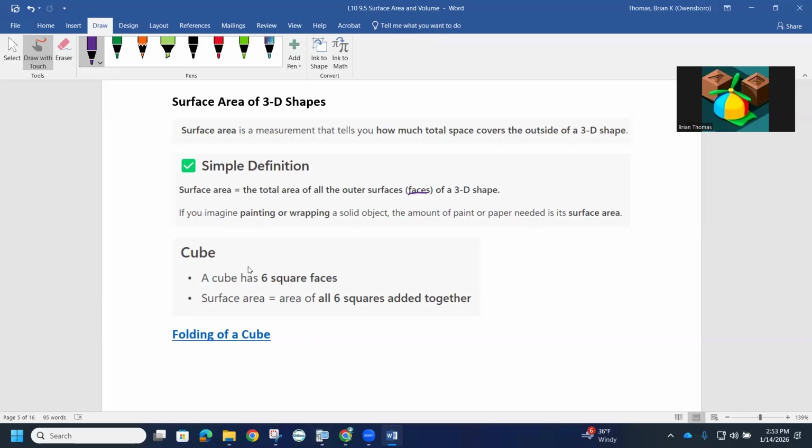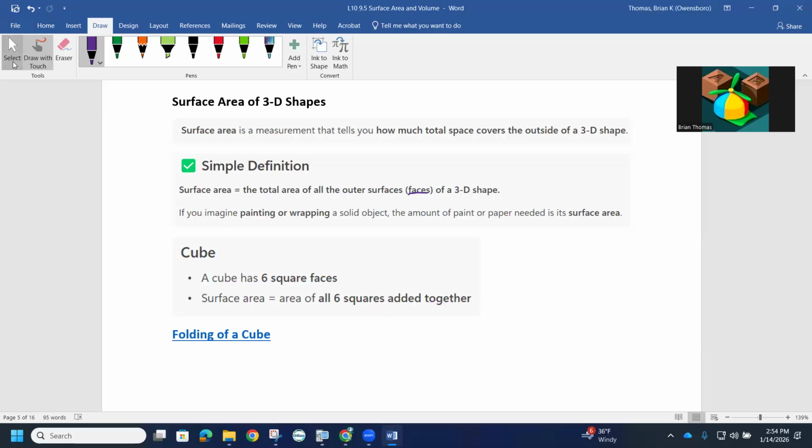Now, when it comes to shapes, we can use formulas to determine how much surface area is on a shape, and we can go from there. A cube has six square faces. So the surface area is going to equal the area of all six squares added together.